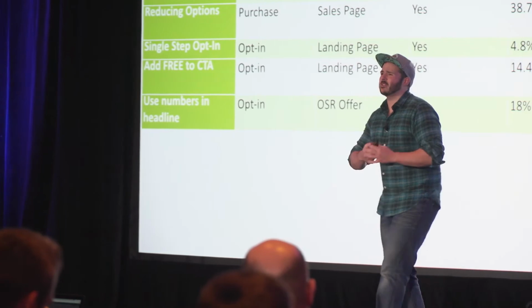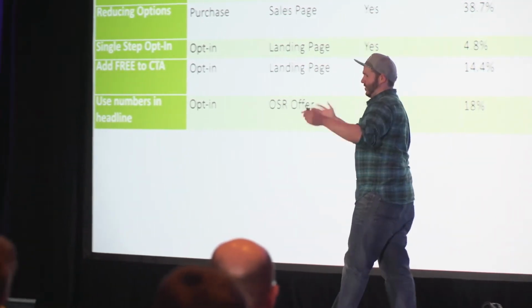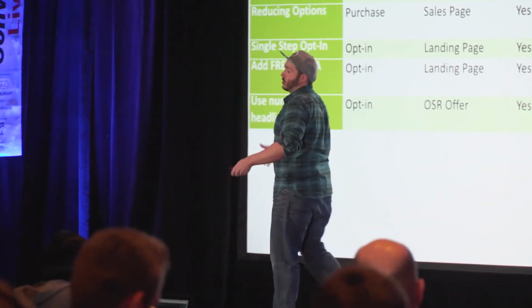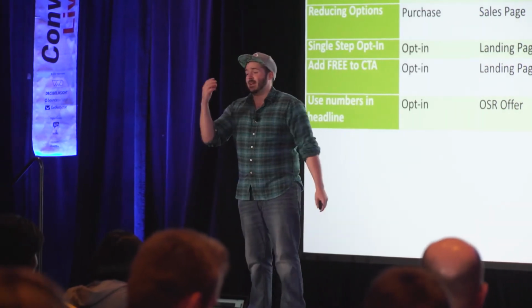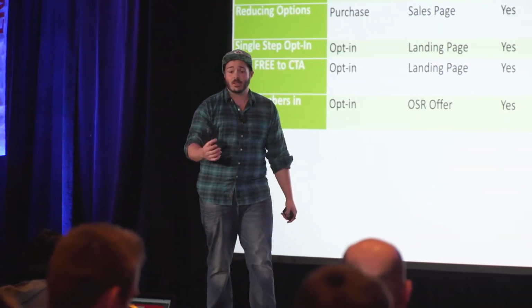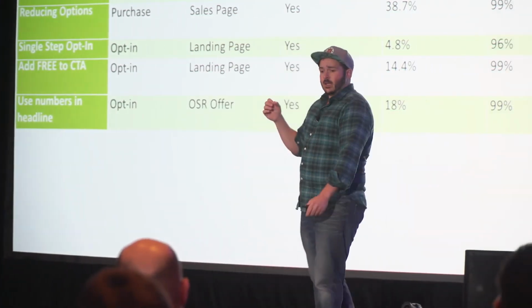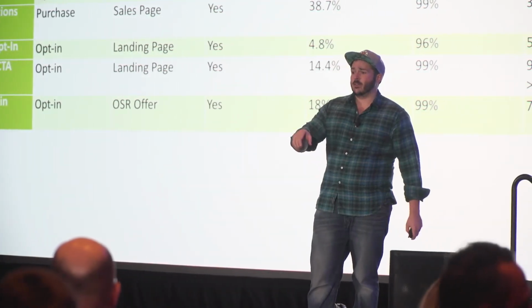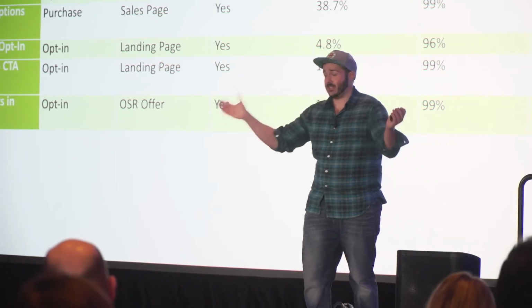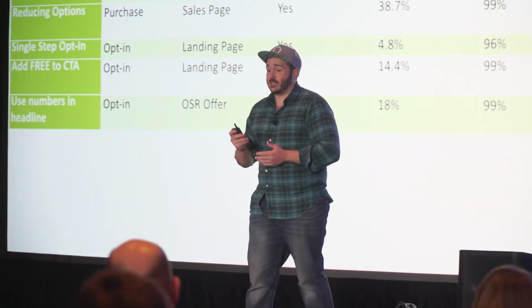Putting numbers in headlines. You know those perfect headline formulas like 5 things that X does Y and you're gonna love it, right? We just wanted to add numbers in there to kind of quantify something. That actually did help out in terms of opt-ins. So this was an on-site retargeting offer, an exit pop, where we just added numbers in the headlines. Saw an 18% lift there.